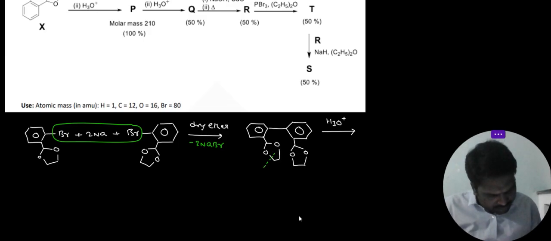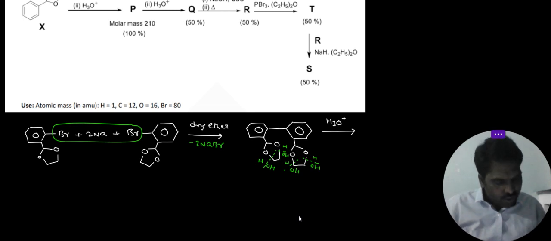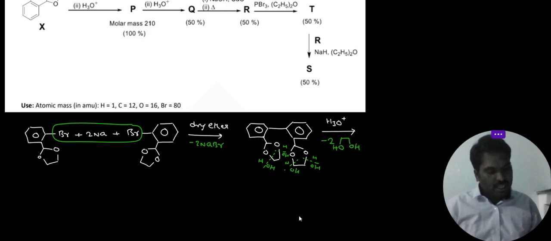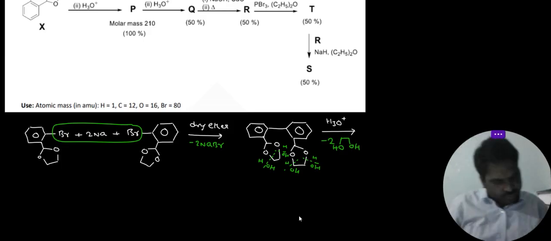Now you can break this bond with H-OH. In hydrolysis, this protective group is removed as ethylene glycol. So 2 moles of ethylene glycol are removed.